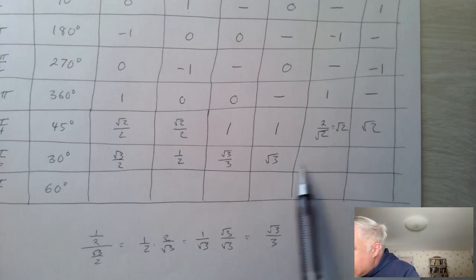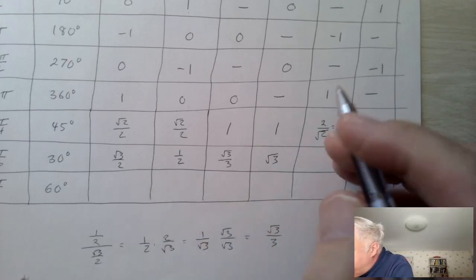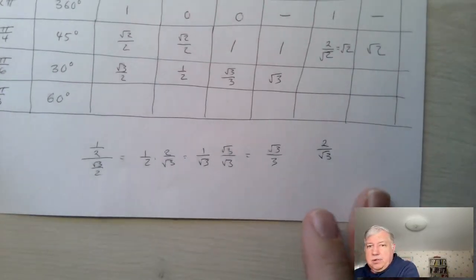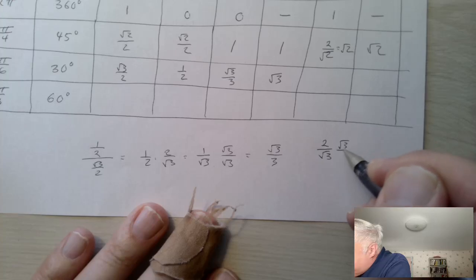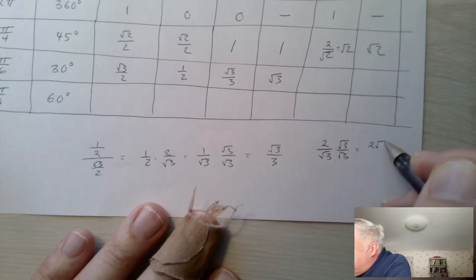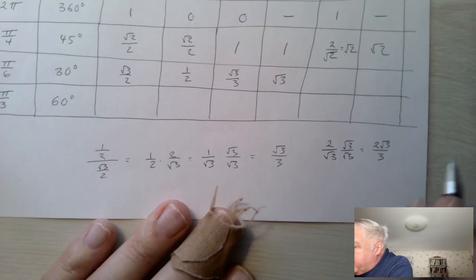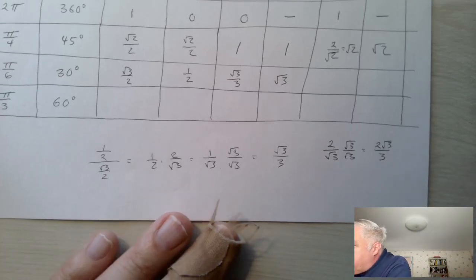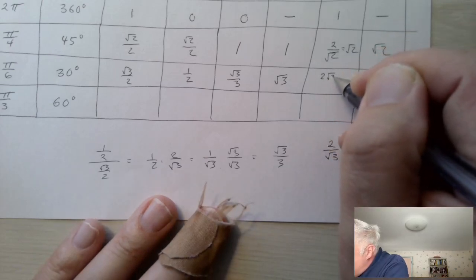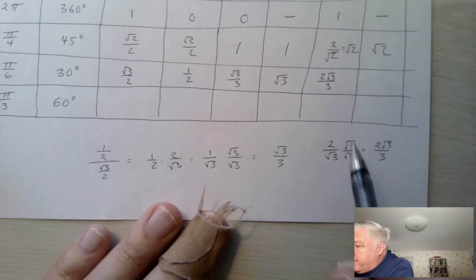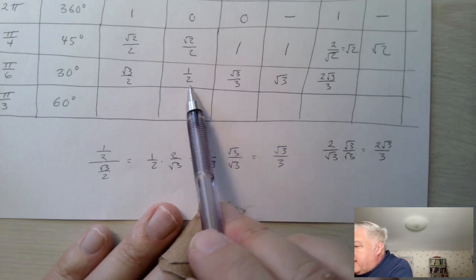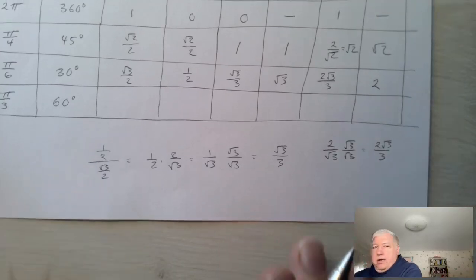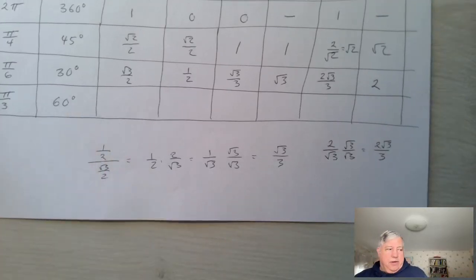And then the secant is the reciprocal of the cosine, so this will be 2 over square root 3, which, after we rationalize it, is 2 square root 3/3. So I guess we can leave it like that. And if we take the reciprocal of the sine, that's easy. The reciprocal of 1/2 is just 2. All right, now let's do this for 60 degrees.